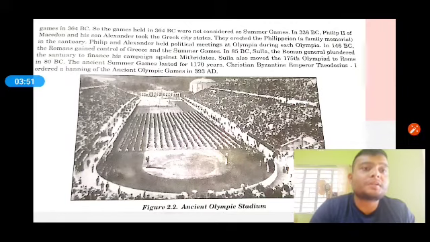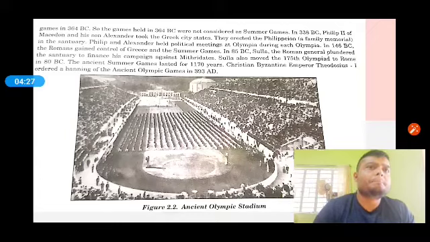You can see the ancient Olympic stadium. This is where they enjoyed the Olympic festival. And so the games held in 364 BC are not considered as summer games. In 338 BC, Philip II of Macedon and his son Alexander took the Greek city. They erected the Philippeion, a family memorial in the sanctuary. Philip and Alexander held political meetings at Olympia during each Olympiad.